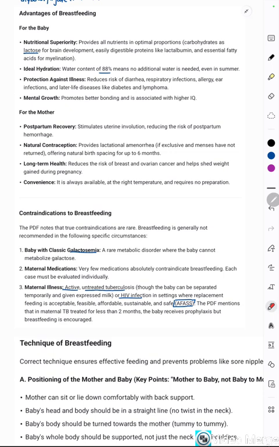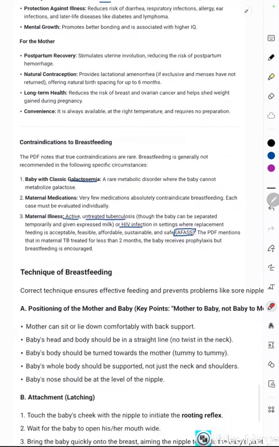Now, the advantages for the mother are that it helps in postpartum recovery, helps in natural contraception because the 6 months of lactational amenorrhea is maintained because of breastfeeding. Then it helps in long-term health and convenience. It reduces the risk of breast and ovarian cancer.